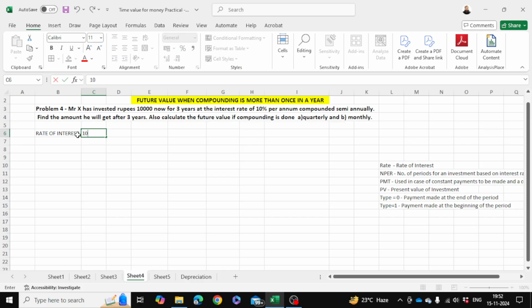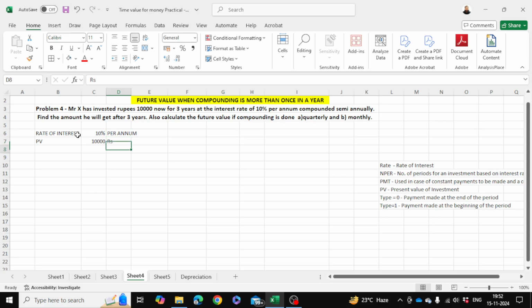that is 10%. Next is your present value, which is given. Present value is your 10,000, again rupees. In the question, kindly mention how it is given. It is per annum. Per annually or per annum, you can directly mention.